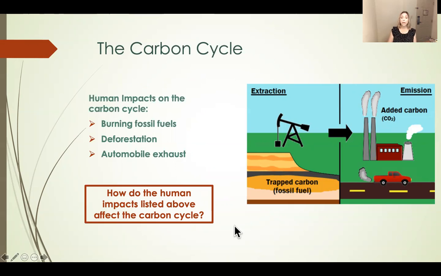Now, I put how do the human impacts listed above affect the carbon cycle, and that is one of your learning objectives. So all of these three actions or impacts that I listed release more carbon dioxide into the atmosphere. Now, deforestation, you're releasing the carbon that's stored in plant tissues, but you're also removing plants that could be taking CO2 out of the atmosphere. So that's like doubly bad.